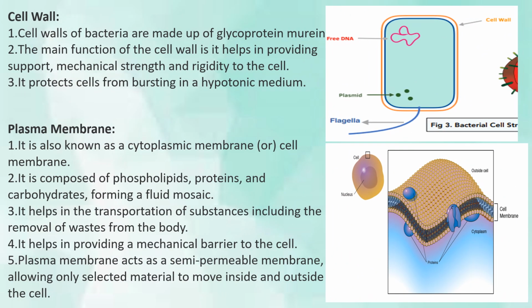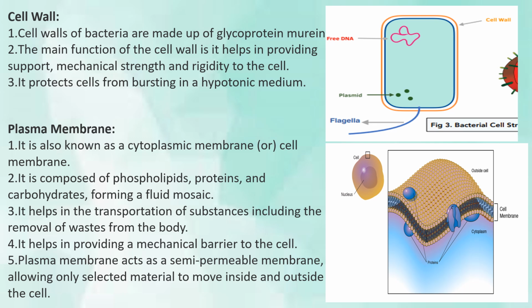What is the cell wall? The cell wall of the bacteria is made up of glycoprotein. It is protein in nature. The main function of the cell wall is to provide support, mechanical strength, and rigidity to the cell. It also protects the cell from bursting in a hypotonic medium.